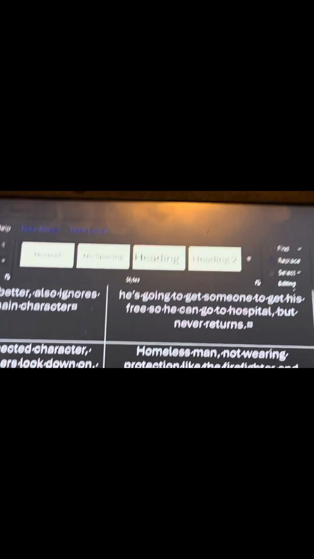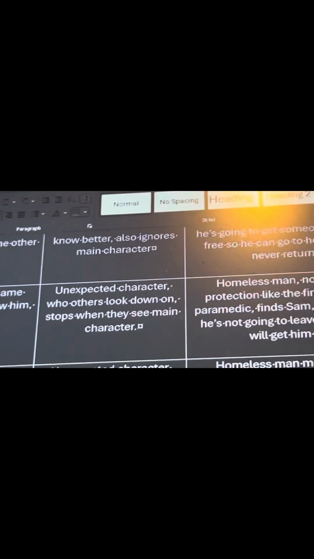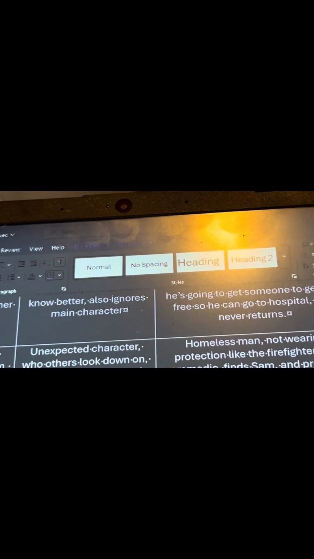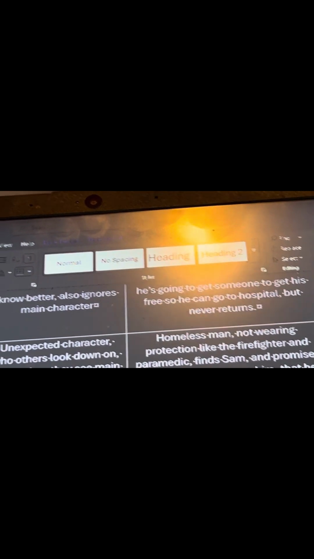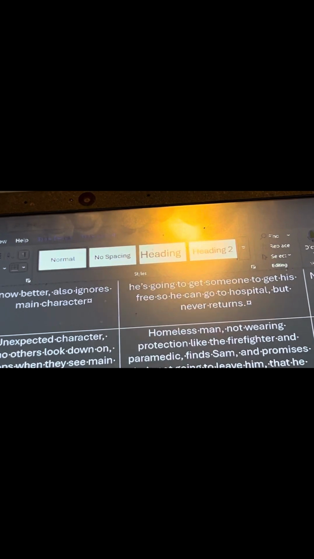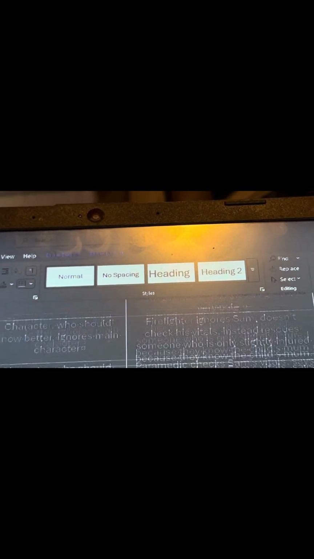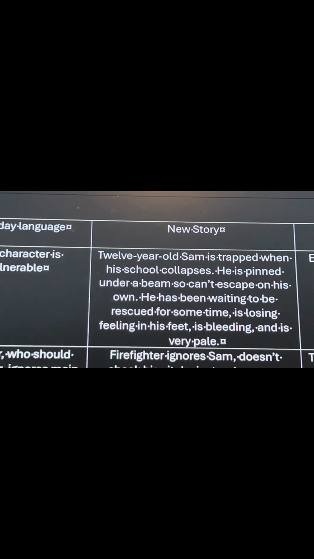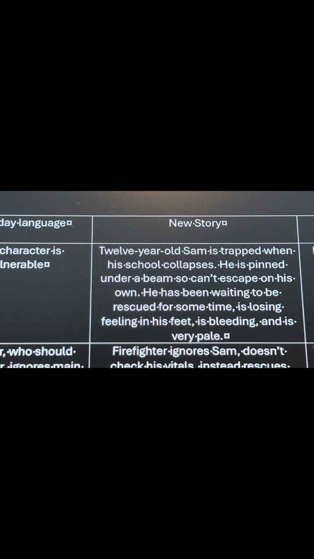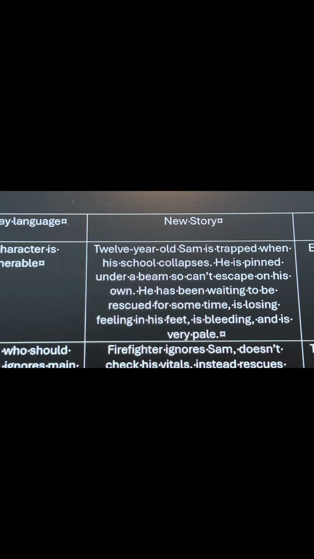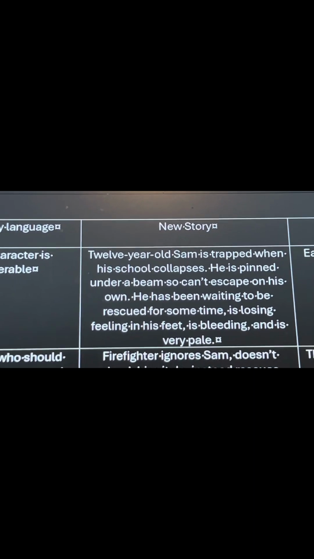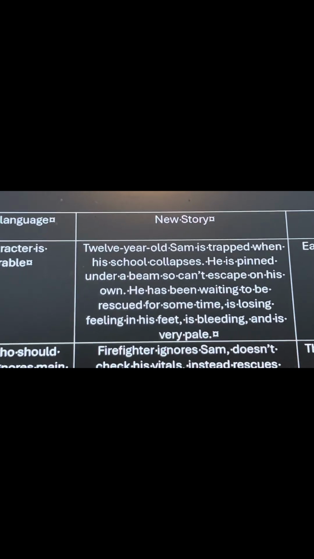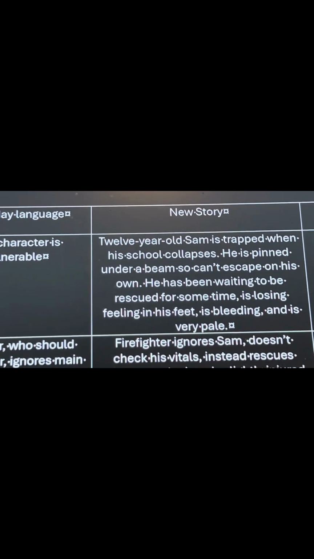So if I read the whole thing now, you will get an idea of how the new story is actually the Good Samaritan, but it's a new story as well. 12-year-old Sam is trapped when his school collapses. He is pinned under a beam so he can't escape on his own. He has been waiting to be rescued for some time. He's losing feeling in his feet, is bleeding and is very pale.